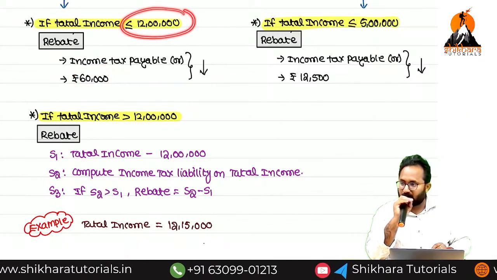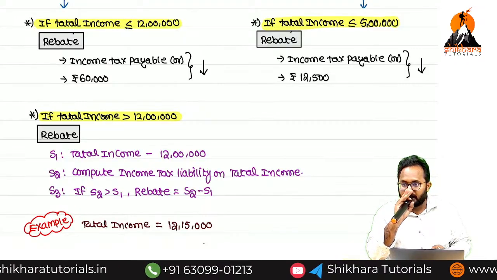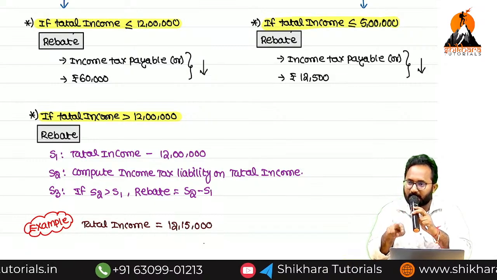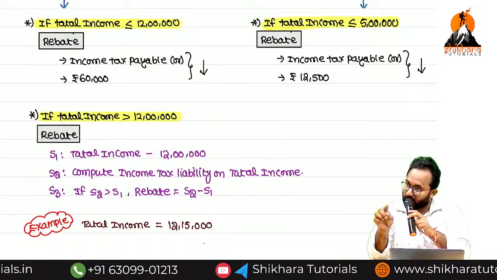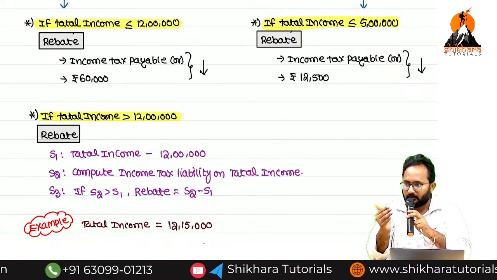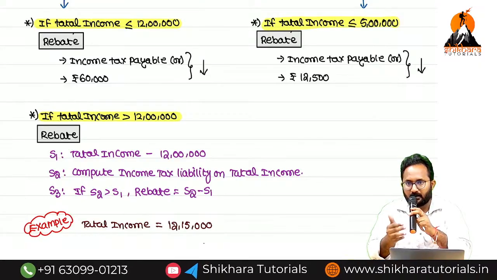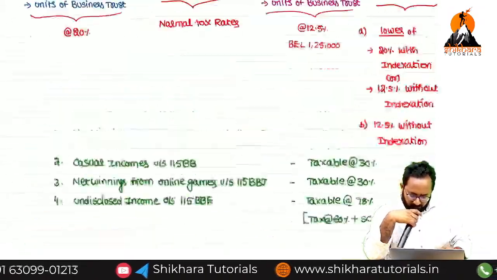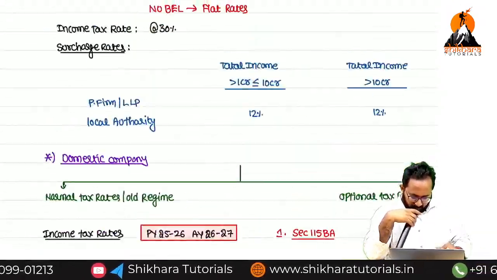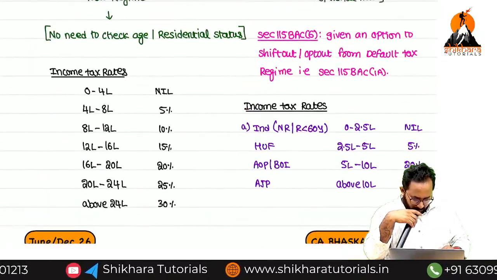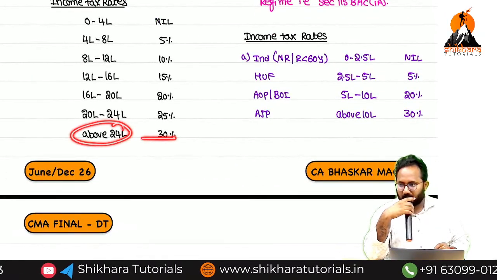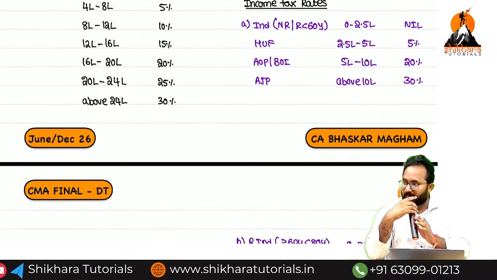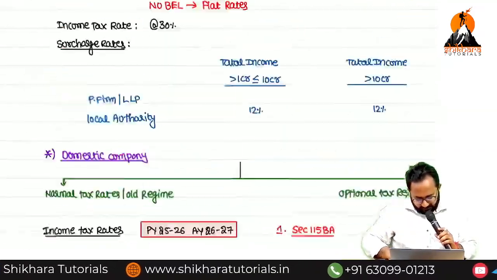Please calculate the tax on 12 lakh by using 115 BAC rates. I think you know every 4 lakh the 5% slab rate increases: 5, 10, 15, 20, 25, 30. One more thing to highlight in the 115 BAC rates we discussed: above 24 lakh, up to that we have the 5% rate increases. Above 24 lakh, always how much rate? 30%. Next.